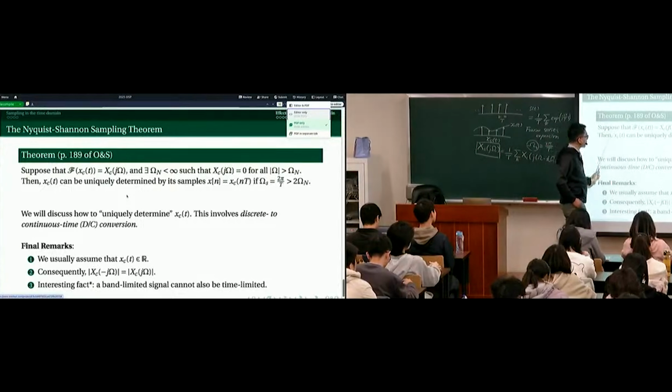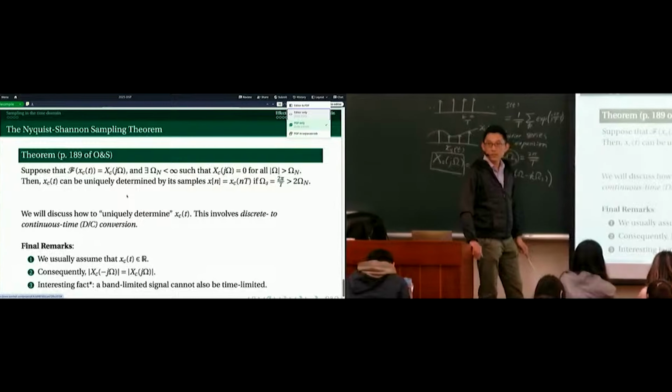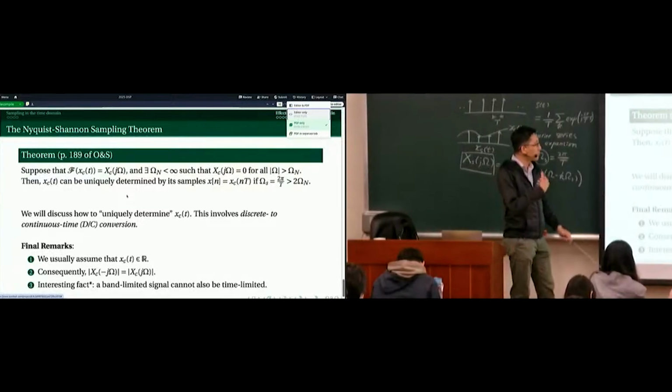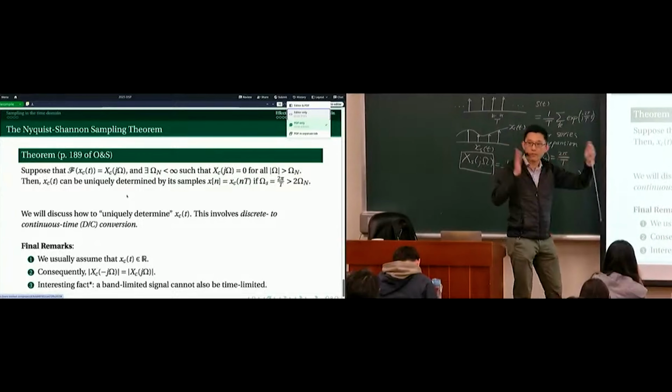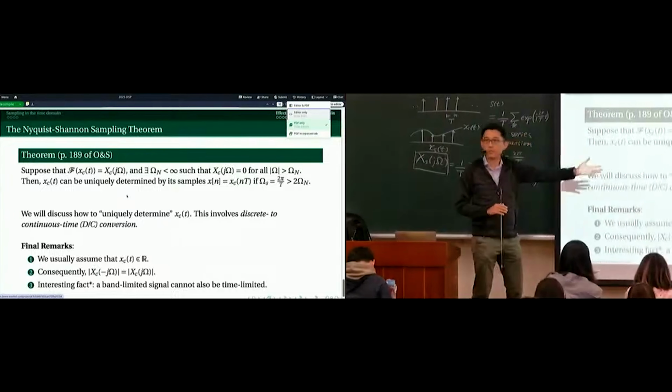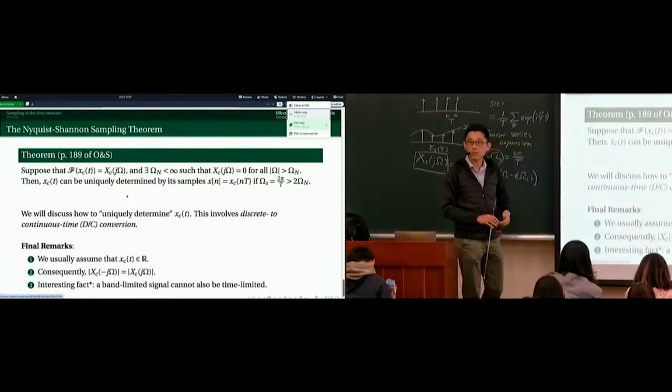Is that clear? I'll stop for a while for you to ponder what's the meaning of this sentence. Suppose that we do have a signal and the signal has a finite bandwidth. The bandwidth is no bigger than omega sub N. N stands for Nyquist, the name of this scientist. Suppose that the bandwidth of our signal is below the Nyquist rate. That's the meaning. Anything above that frequency is going to be all zero. Nothing beyond omega N. Okay? Then what?